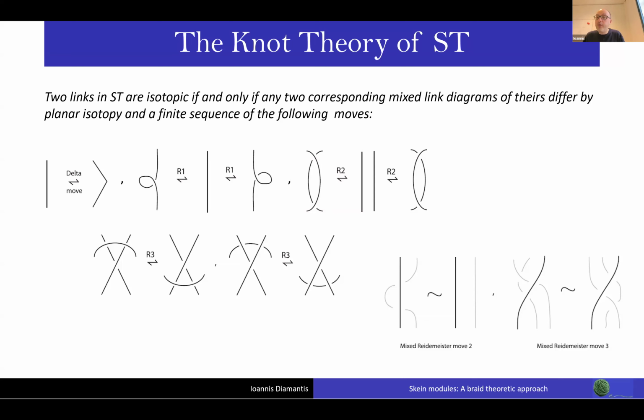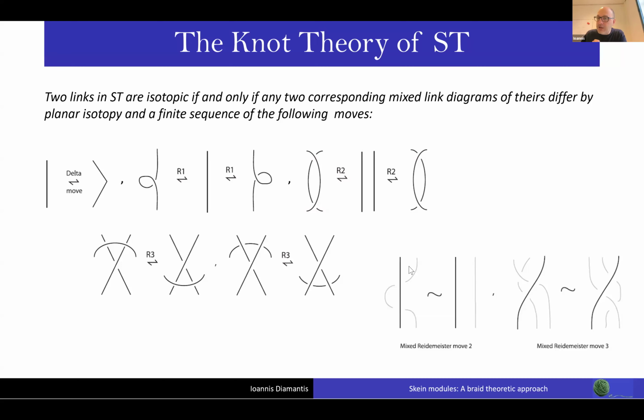These are what we call the mixed Reidemeister moves, and we have two types. The first type is the mixed Reidemeister 2 move, which resembles the Reidemeister 2 move, but it involves both components of the mixed link: the fixed unknotted part, the black strand that you see here, and the gray strand, which is the moving part of the knot.